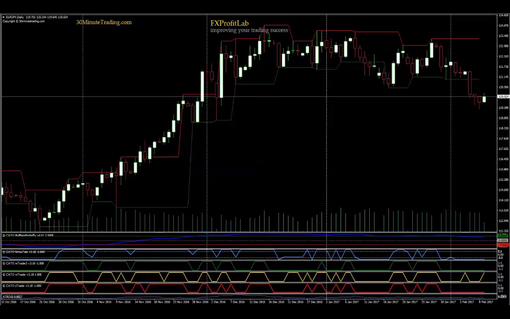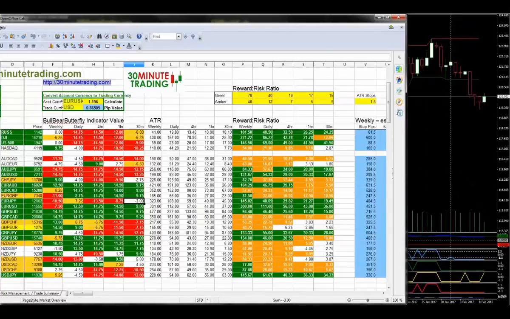So yeah, anyway, there you go. I hope that helps you. I hope it gives you some food for thought anyway. And if you're interested in this calculator, there's a lot more to it than that, but it gives you a good overview about what you should be trading and when you should be trading.